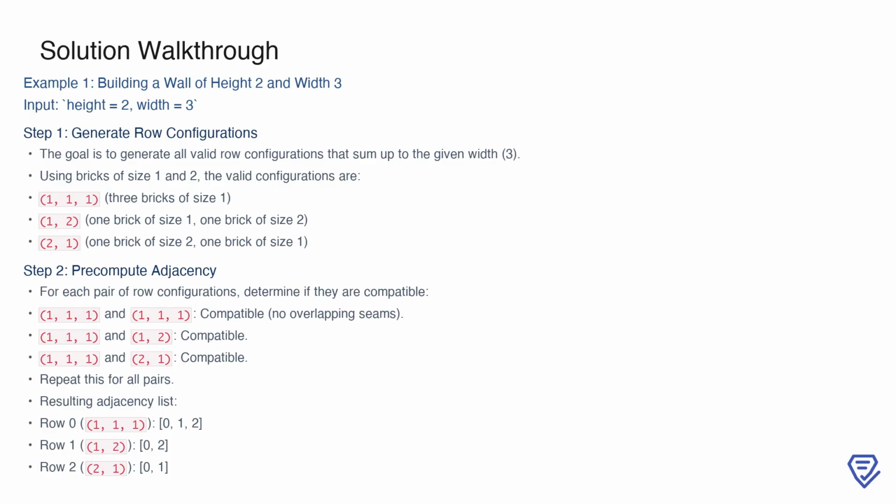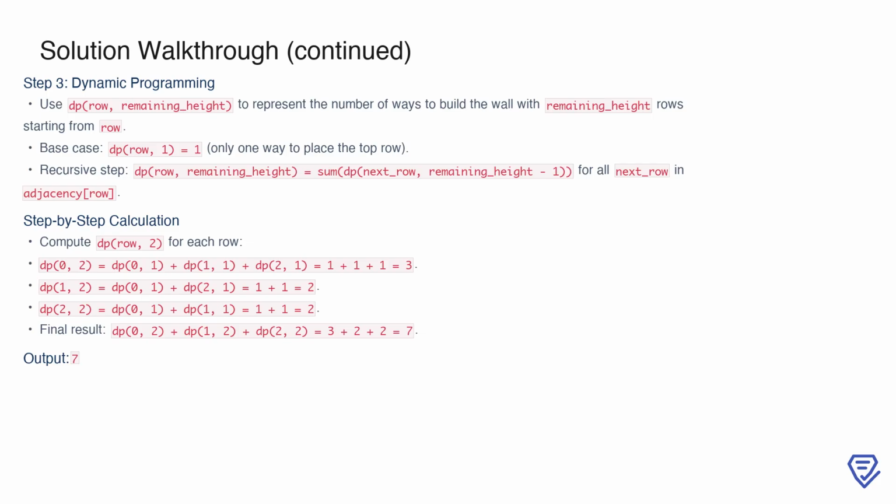Next, we pre-compute the adjacency relationships between these rows. Two rows are considered compatible if their seams do not align. For instance, 1, 1, 1 is compatible with all other configurations because it has no overlapping seams with them. Using this logic, we build an adjacency list. Row 0, 1, 1, 1 is compatible with rows 0, 1, and 2. Row 1, 1, 2 is compatible with rows 0 and 2, and row 2, 2, 1 is compatible with rows 0 and 1.